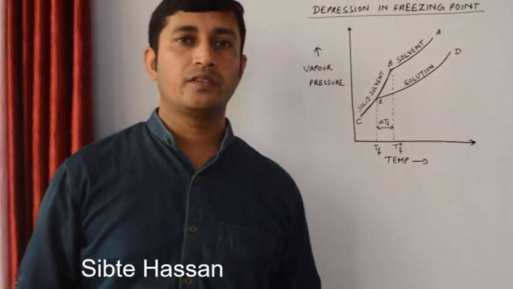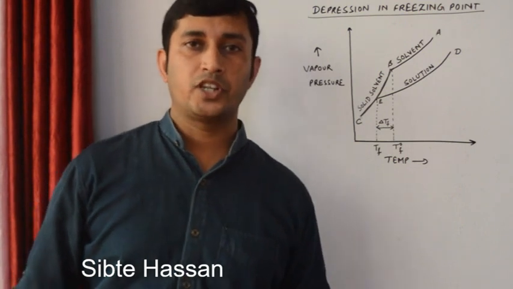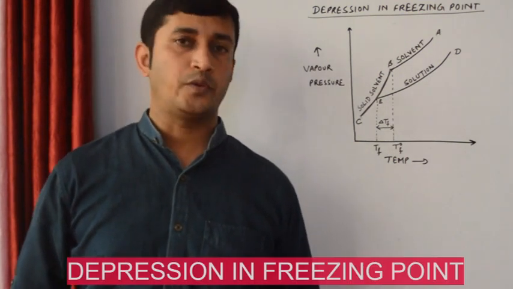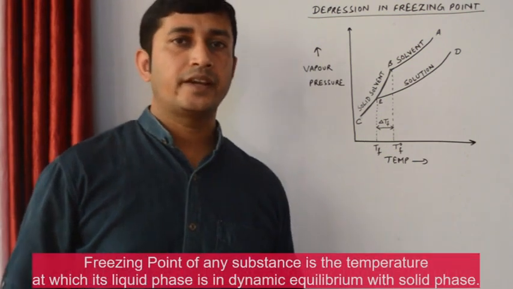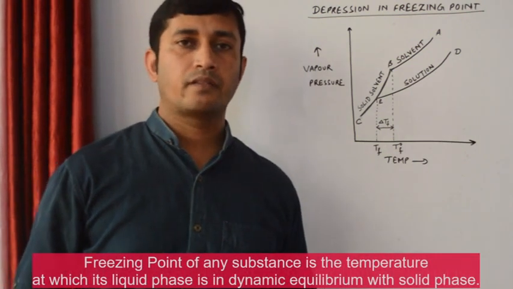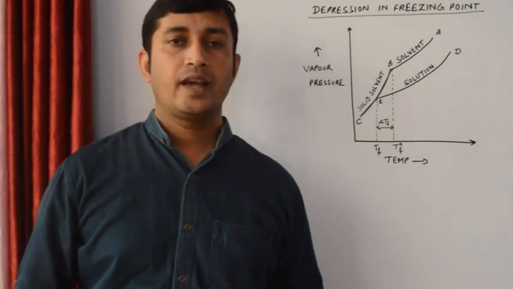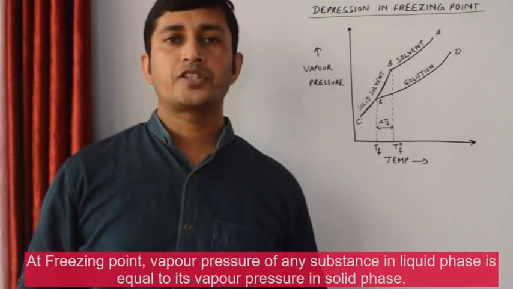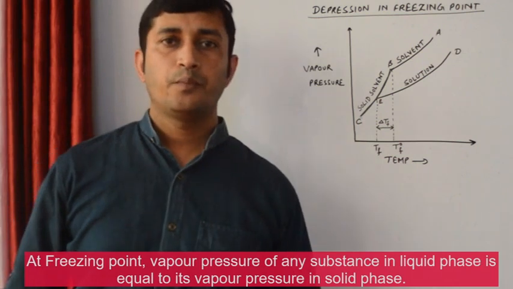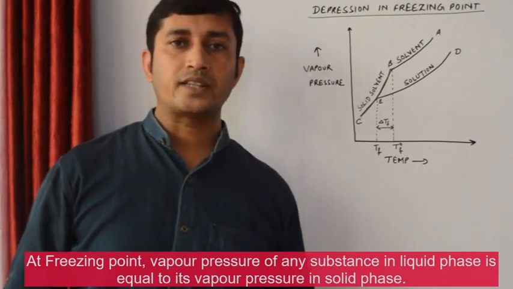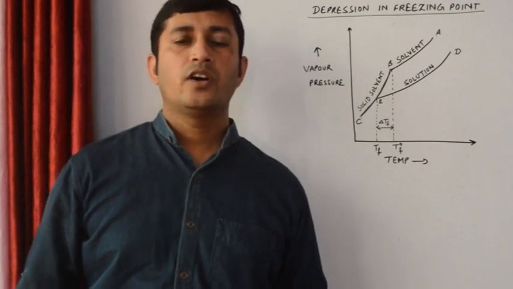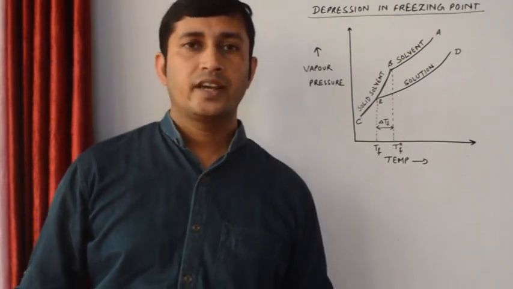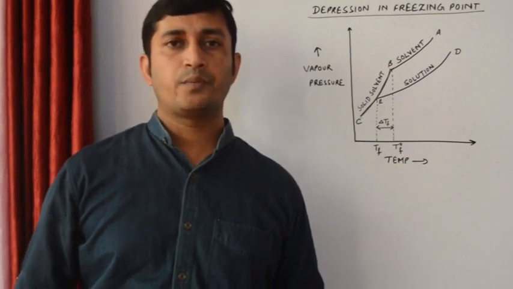Today we are going to deal with the third colligative property of solution, depression in freezing point. Freezing point of any substance is a point where its liquid phase is in dynamic equilibrium with its solid phase. At freezing point, vapor pressure of any substance in liquid phase becomes equal to the vapor pressure of that substance in solid phase.